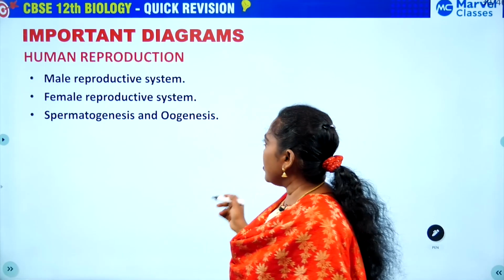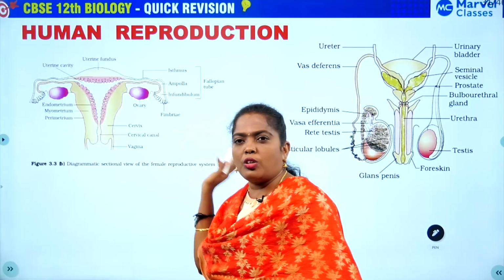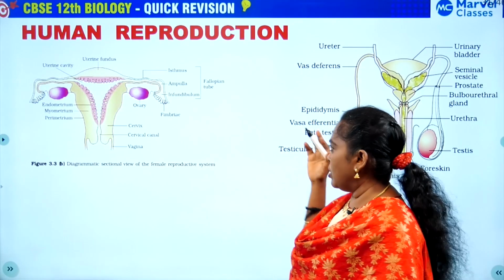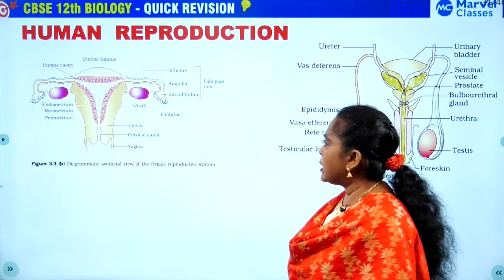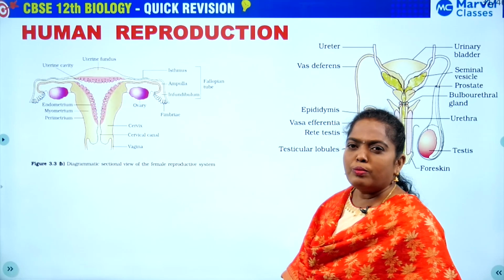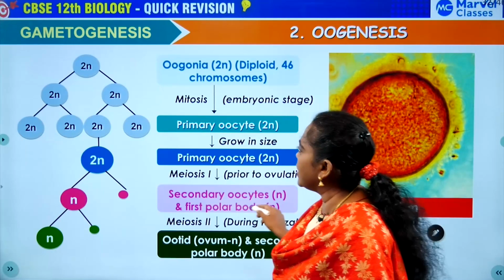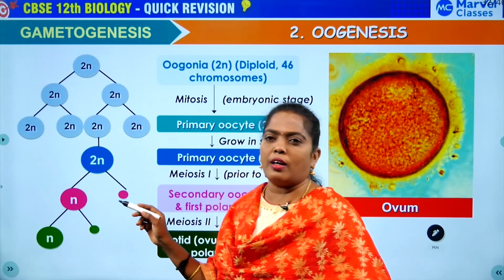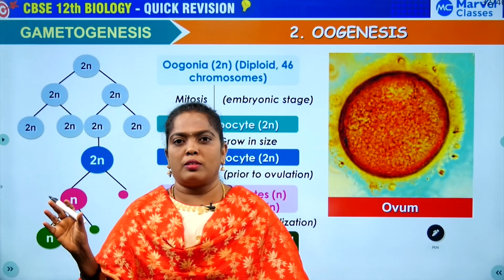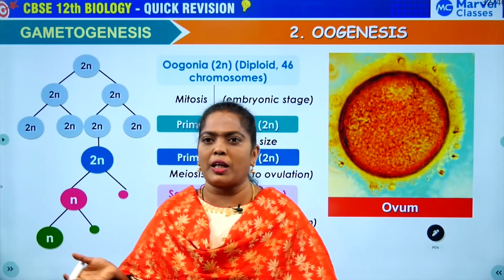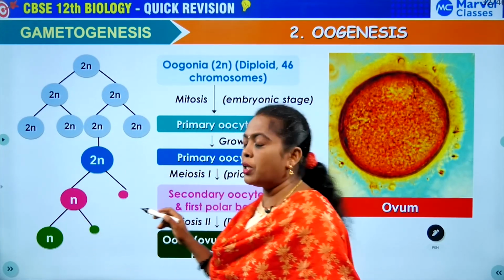And then in human reproduction, which I have already told you, if they are asking you to draw the diagrams like the entire male reproductive system now, just draw the diagrams simply. Okay. Then spermatogenesis and oogenesis, again it is very important. We can't say, you know, in a diagrammatic point of view, but this is also important, isn't it? The schematic representation, oogenesis and spermatogenesis is very important.